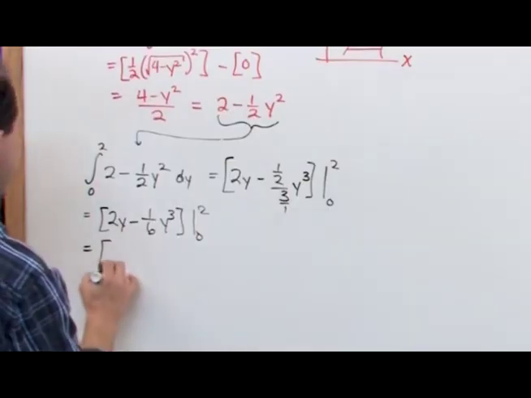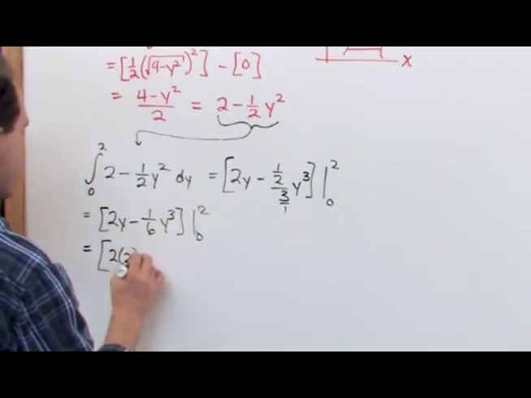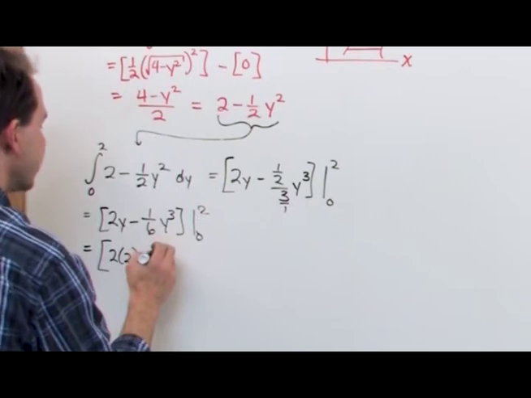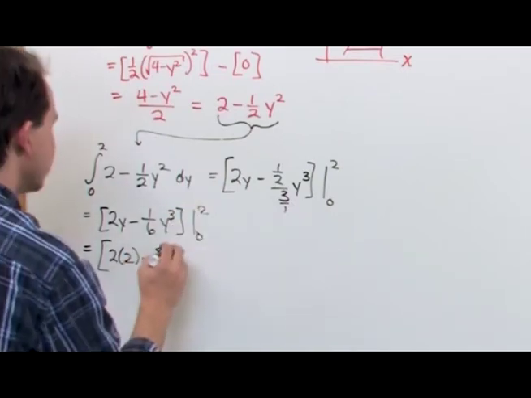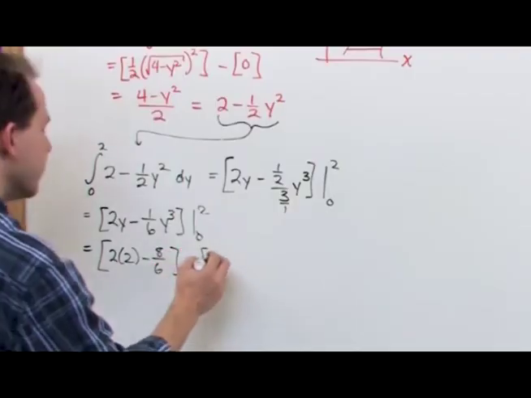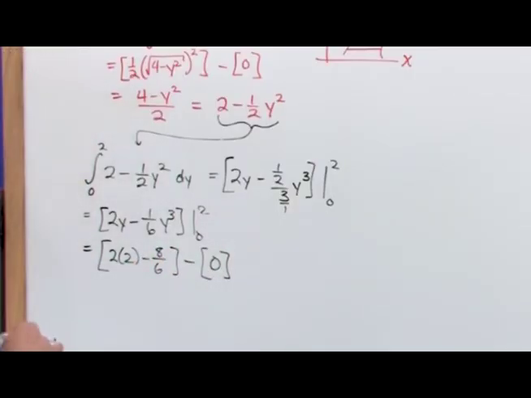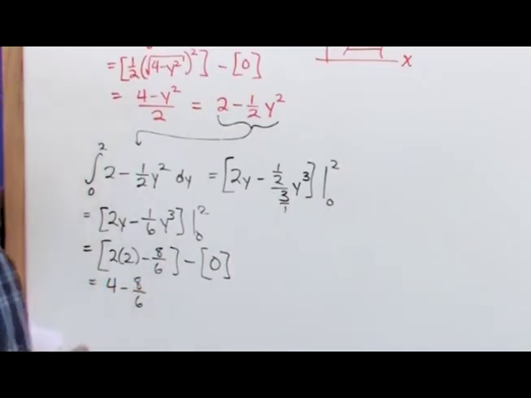So at the end of the day, plugging in 2, I'm going to have 2 times 2 minus 2 cubed over 6. 2 cubed is 8, over the 6, minus... I'm going to put y in both places. That's going to give me 0. So this is going to be a big fat 0 there. So I'm going to have 4 minus 8 over 6.